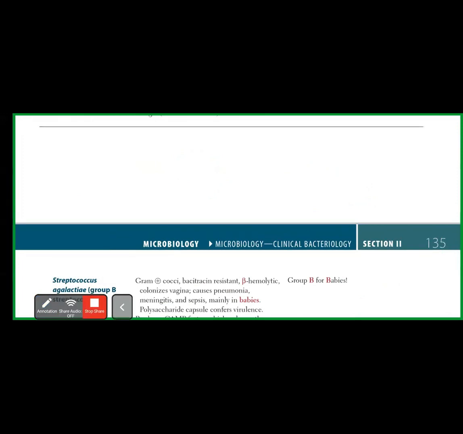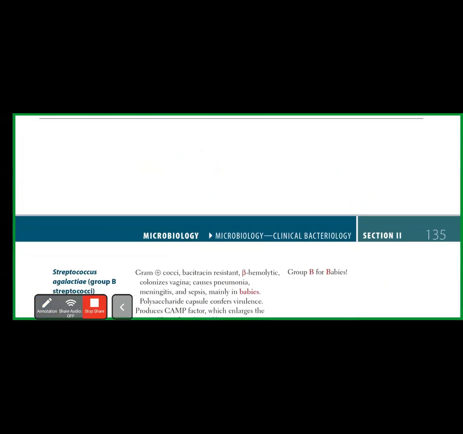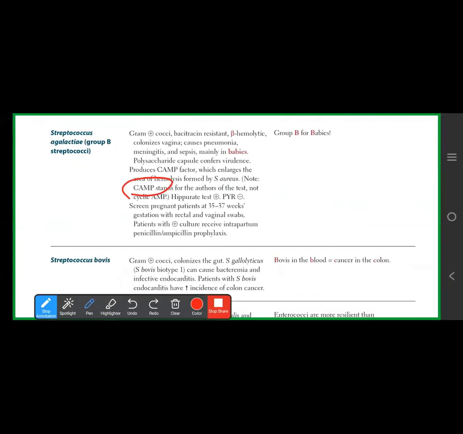Group A streptococci. Now the next concept is group B streptococci. Group B streptococci is agalactiae. The one thing you have to know, which they ask left and right, is your CAMP factor. CAMP factor is going to enlarge the area of hemolysis which is commonly formed. They're going to be PYR negative. It's given here: hippurate test positive, PYR negative.